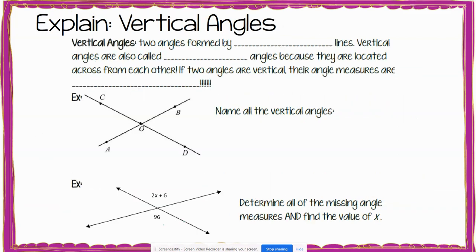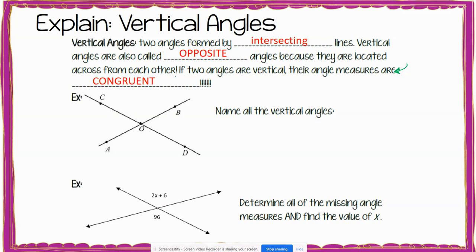Another type of angle that we will work with a lot are vertical angles. Vertical angles are two angles that are formed by intersecting lines. These angles are also called opposite angles because they are located across from each other. Now, the most important thing to know about vertical angles is this: if two angles are vertical, their angle measures are congruent. Congruent is another word for equal, but we use the word congruent when we discuss angles and triangles and things like that.